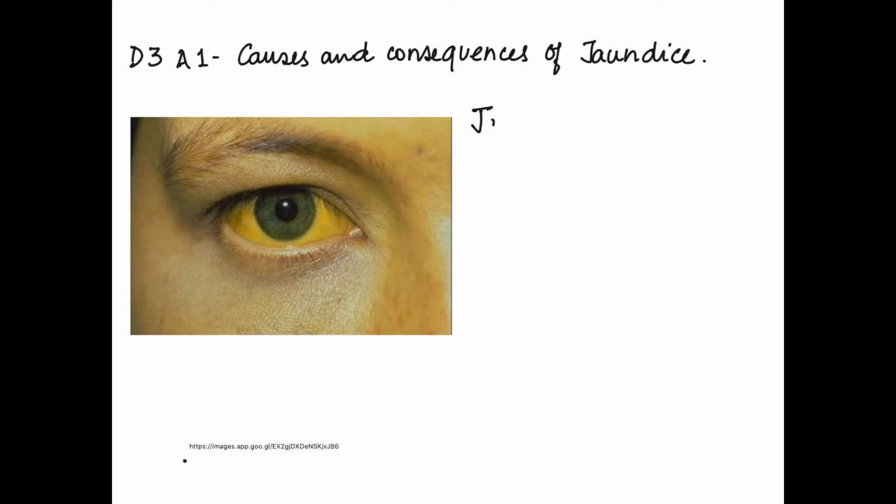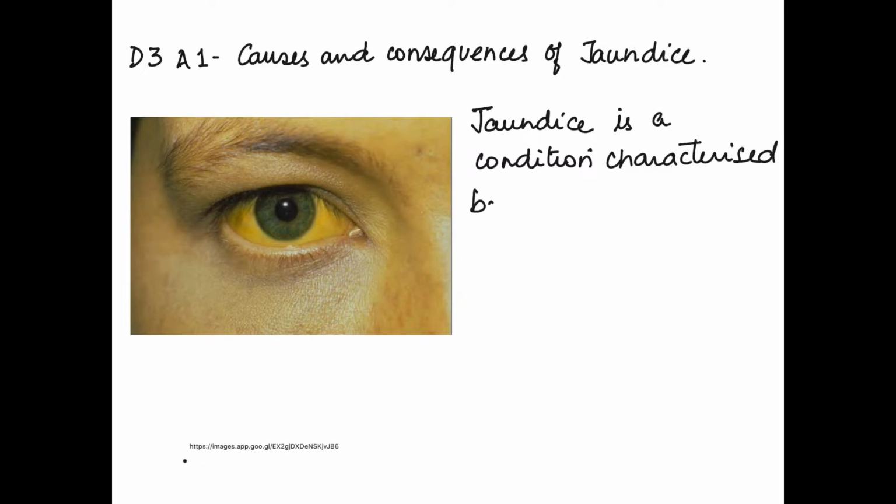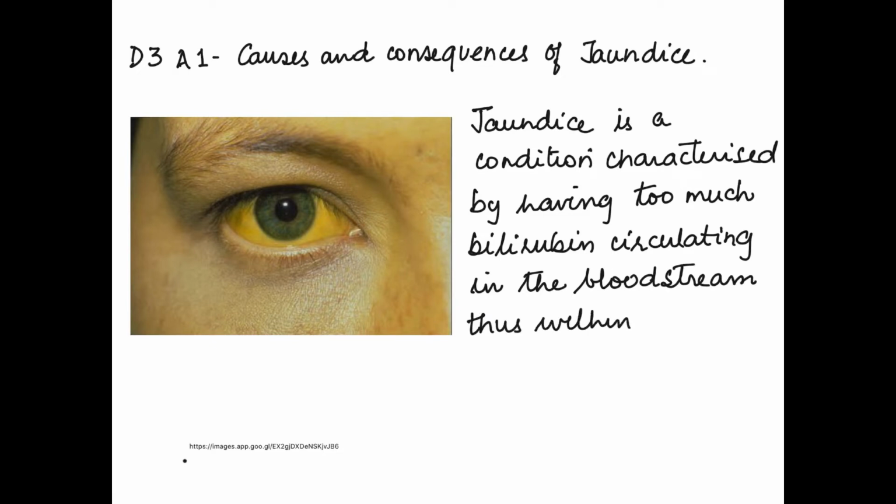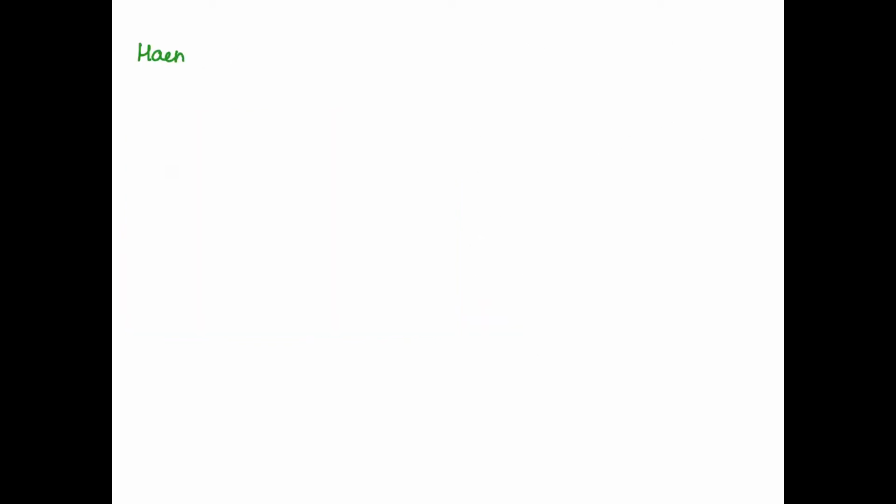In this video, I'm going to talk about D3 functions of liver, A1 causes and consequences of jaundice. Jaundice is a condition characterized by having high levels of bilirubin in the bloodstream and also ultimately in the body tissues. This shows discoloration, that is, it becomes yellowish in color. Now let us see the causes and consequences of jaundice.